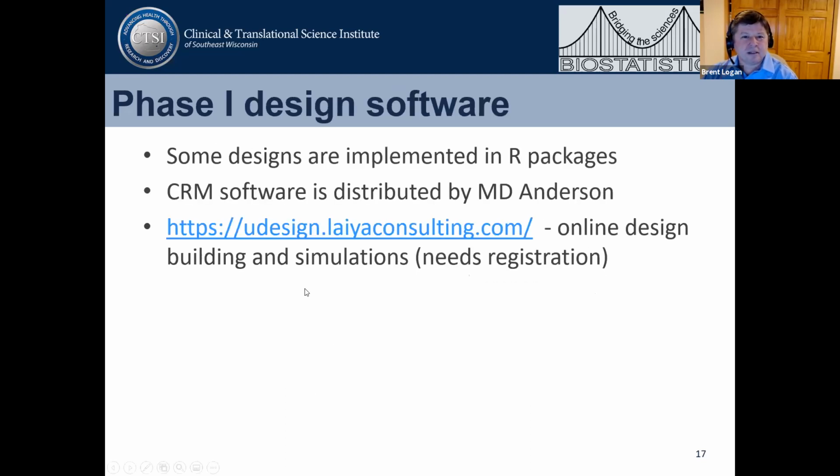There is actually software, and I don't know that we need to go into this too much, but some of these designs are implemented in R packages. The MD Anderson Biostats group has some software on the CRM design, and there's some online design, building, and simulation software that requires some registration as well.